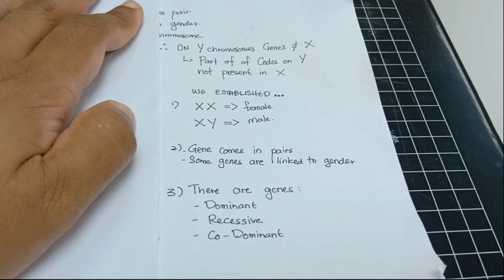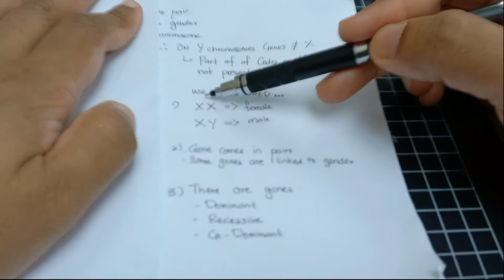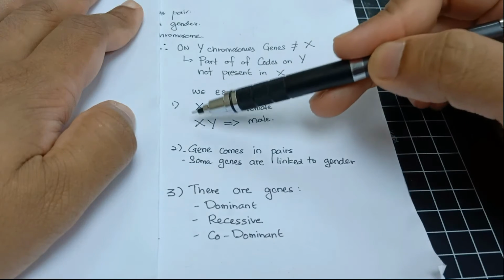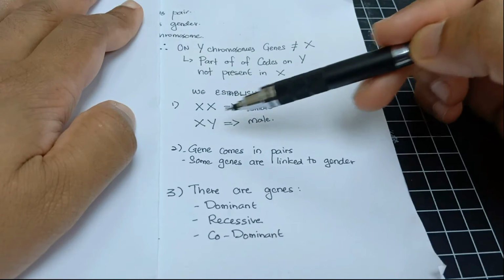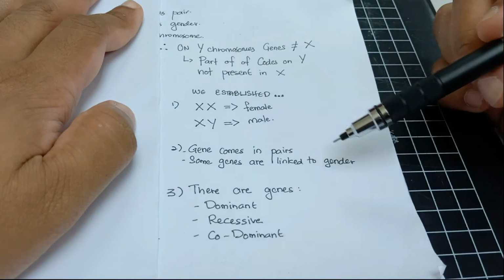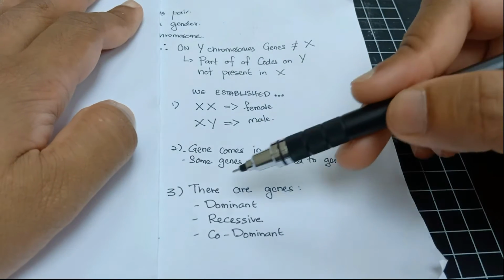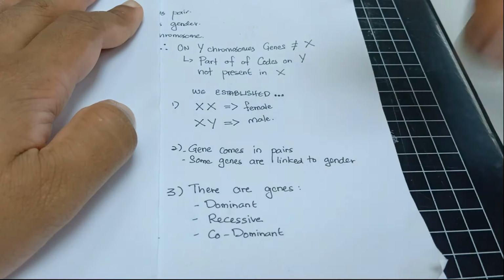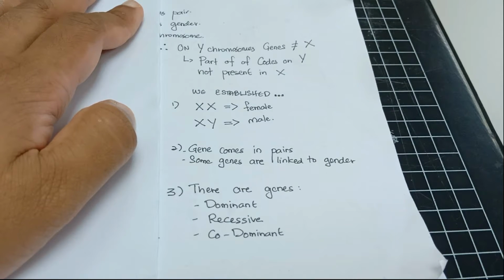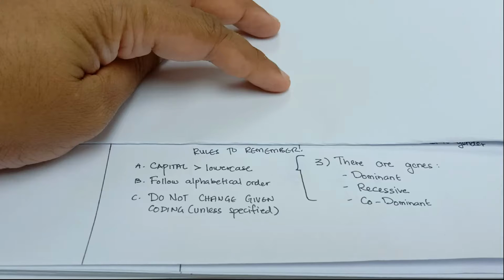In order to understand the sex-linked diseases, we must establish a few facts. Okay. Now, we already established the fact that chromosomes X and X are female, X and Y are males. Now, genes come in pairs, and some genes are linked to gender, which is chromosome 23. Now, there are genes which are dominant, genes which are recessive, and genes which are co-dominant. So, in the case studies, we will see there are some genes which are recessive and some genes which are co-dominant. This one we will discuss in sickle cell anemia, co-dominant genes.